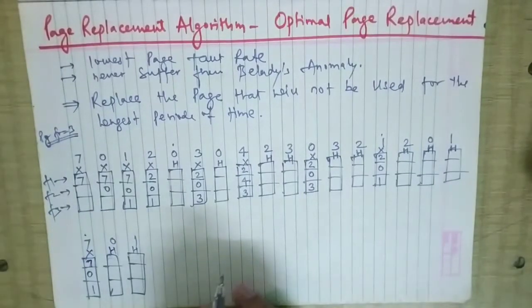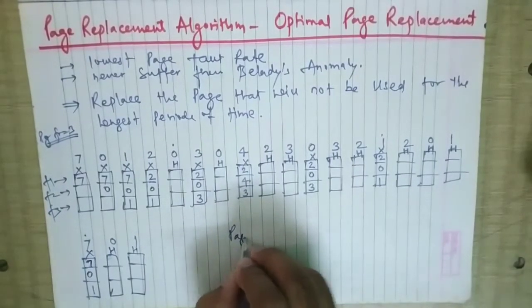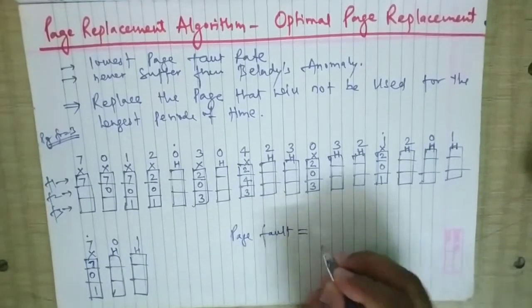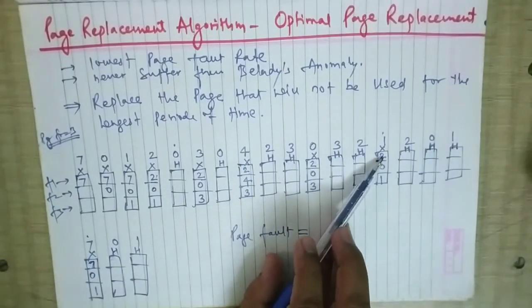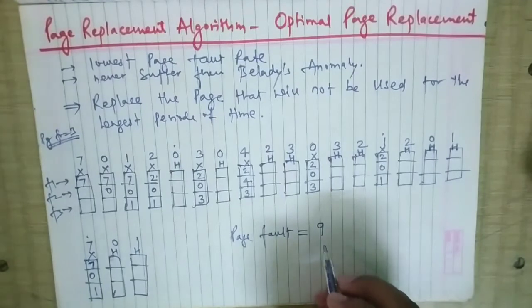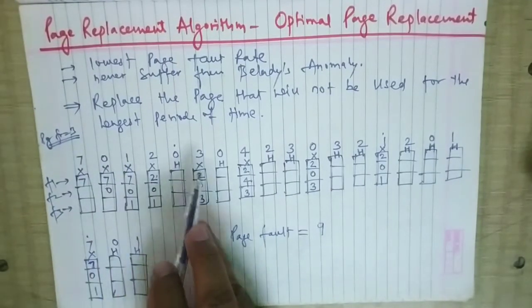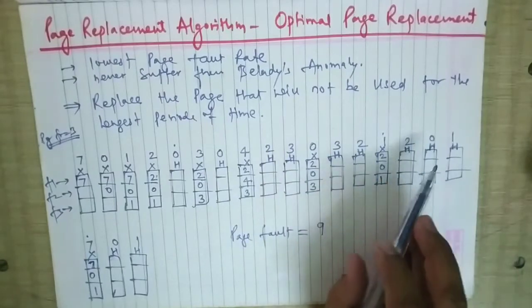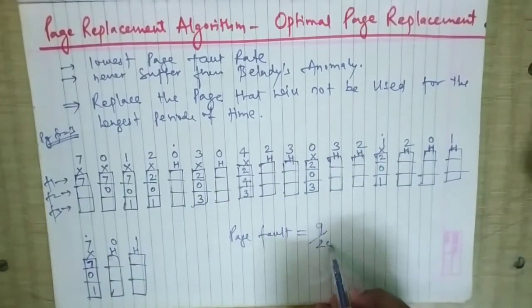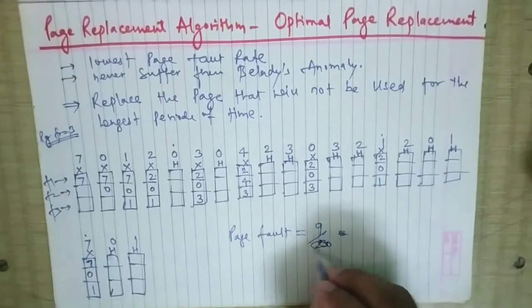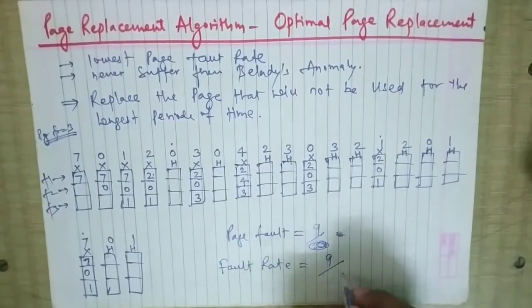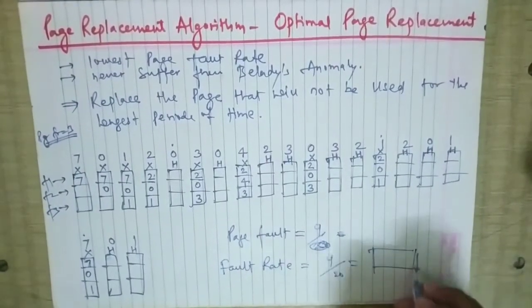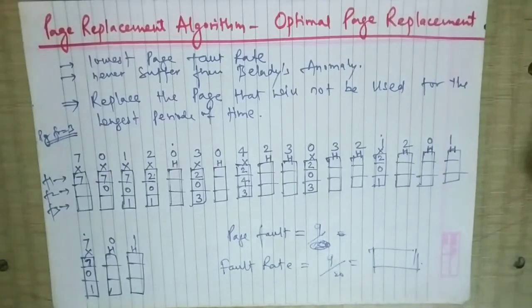Okay, now you can calculate. This is very simple, as we have seen till now. So the total number of page faults is equal to how many faults we have got? 1 2 3 4 5 6 7 8 9. Only 9 page faults we have got. Okay, the total number of references is 20. 9 by 20 is easy. Calculate the fault rate. Fault rate is equal to 9 divided by 20, you can calculate. Okay, so this is all about the optimal page replacement algorithm.